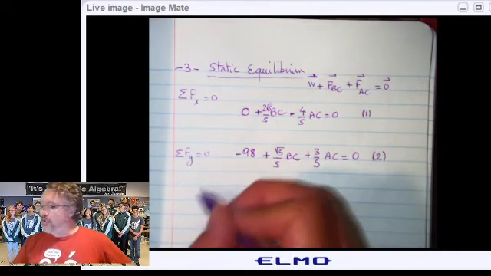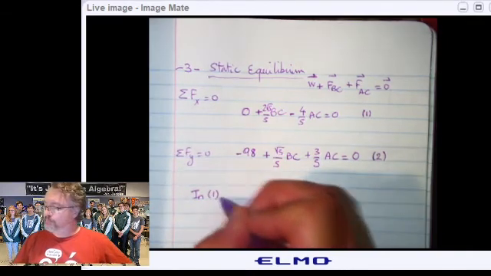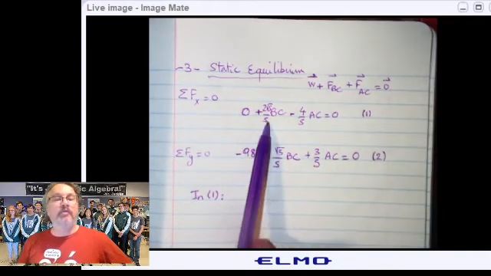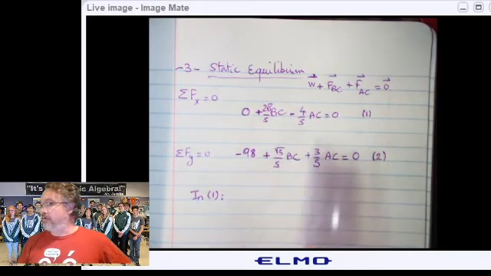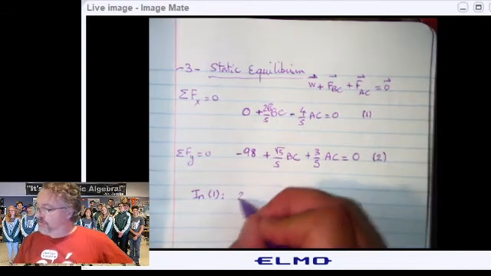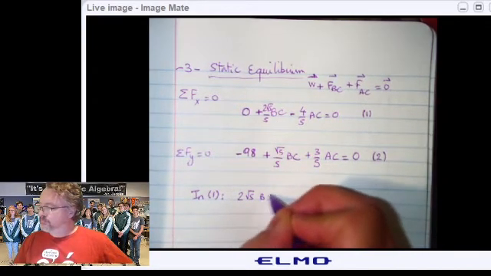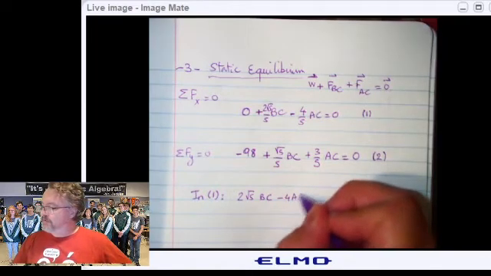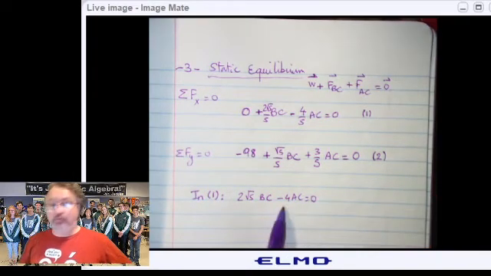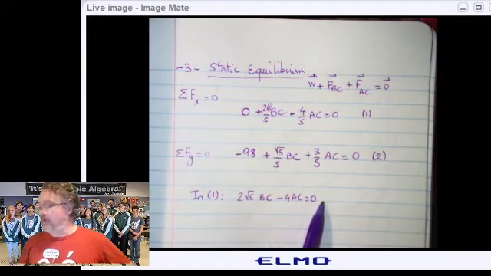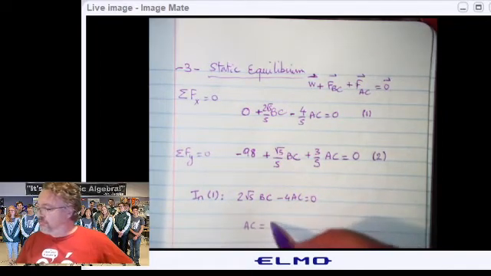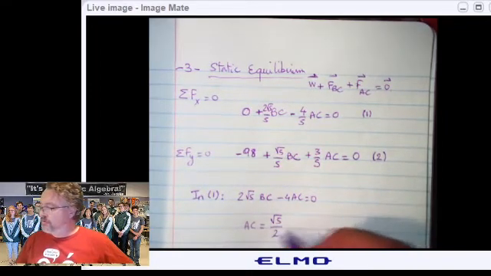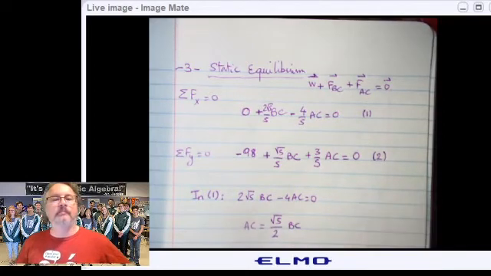Okay. So in equation 1, I'm going to start by multiplying both sides by 5. That way I don't have a denominator that can be pesky. So it's going to give me 2 root 5 BC minus 4AC equals 0. And then I'm going to put this negative 4AC on the other side, and then divide by 4, giving me that AC is equal to root 5 over 2 BC. Okay, I went too fast, forgive me, verify it yourself.